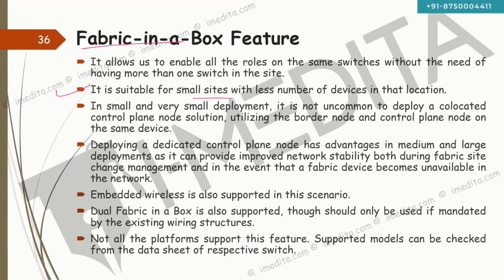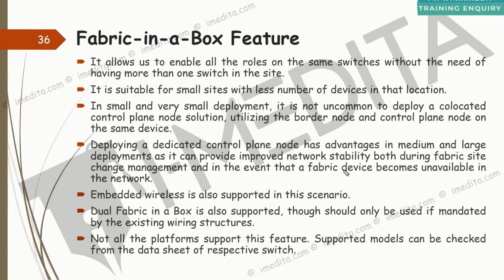So on the same box, we are going to co-locate the control plane node function, border node functions, and the edge node function. The Catalyst 9300 switch, for example, supports that kind of deployment. A dedicated control plane node and a dedicated border node are very beneficial in a medium to large scale environment, as they can improve network stability during fabric site change management and even in the event that a fabric device becomes unavailable in the network.